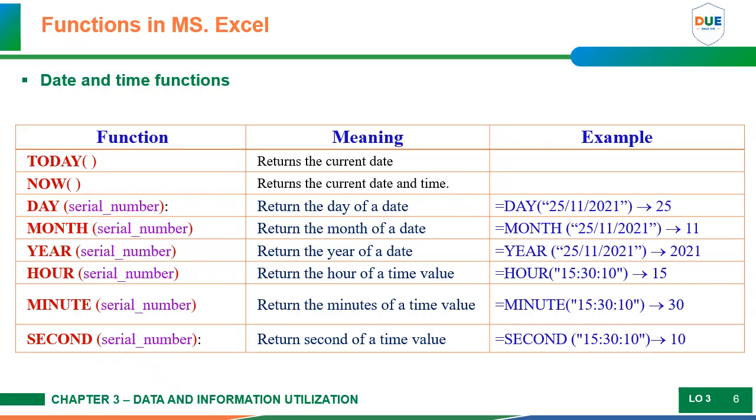YEAR returns the year value. Example: YEAR("November 25th, 2025") returns 2025. HOUR returns the hour value. Example: HOUR("15:30:10") returns 15. MINUTE returns the minute value. Example: MINUTE("15:30:10") returns 30. SECOND returns the second value. Example: SECOND("15:30:10") returns 10.